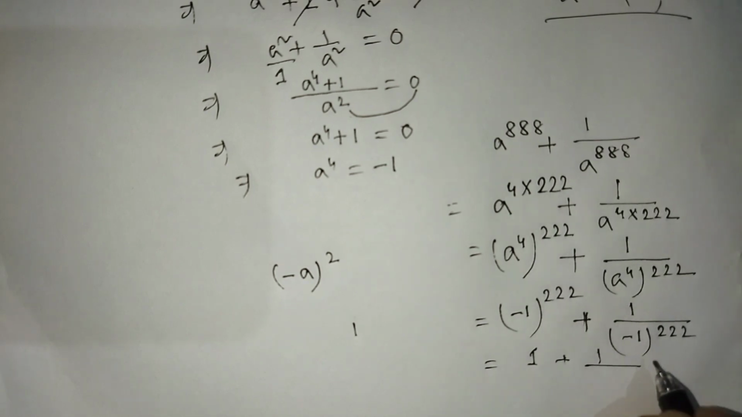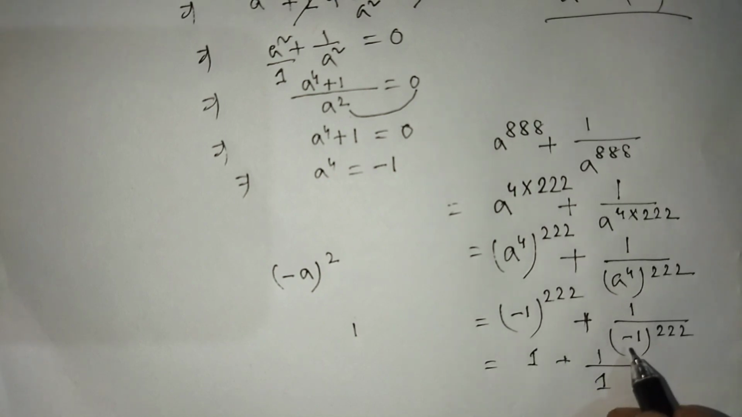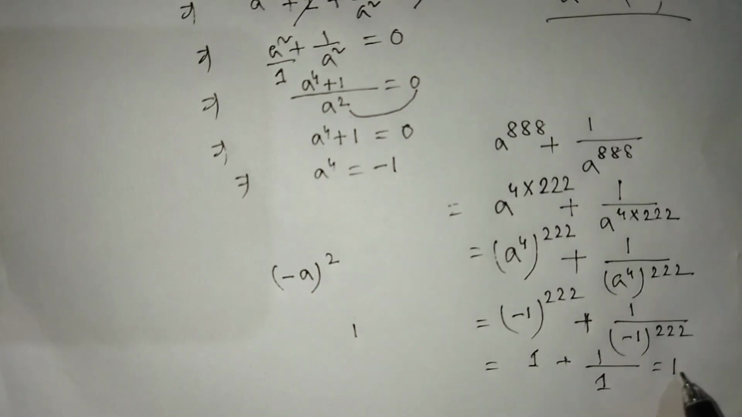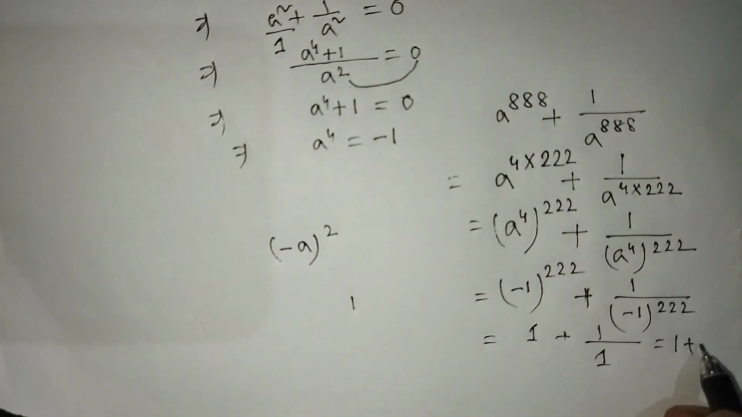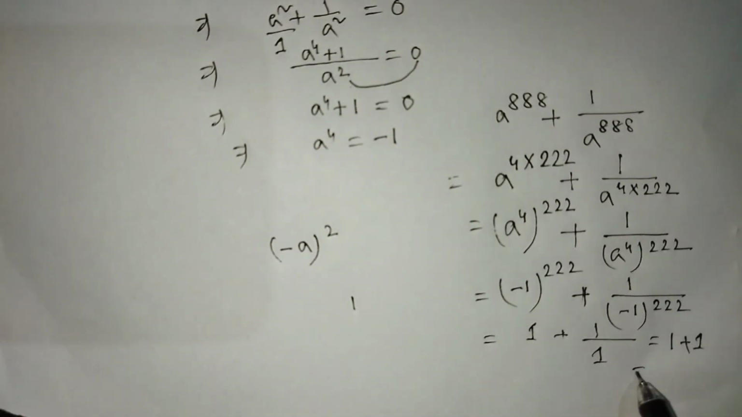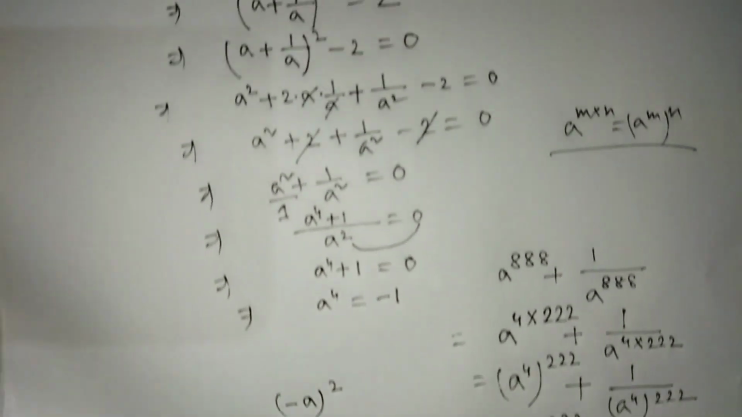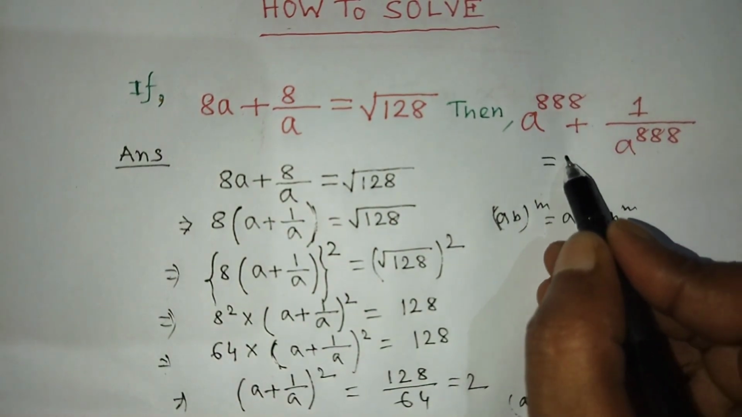So again we have to write here, power is even number, so we have to remove the minus sign, and we write here 1. So student, here is 1, and if you divide 1 by 1, then you get again 1. Okay student. So 1 plus 1, that means 2. So student, the value of this algebraic expression will be 2.